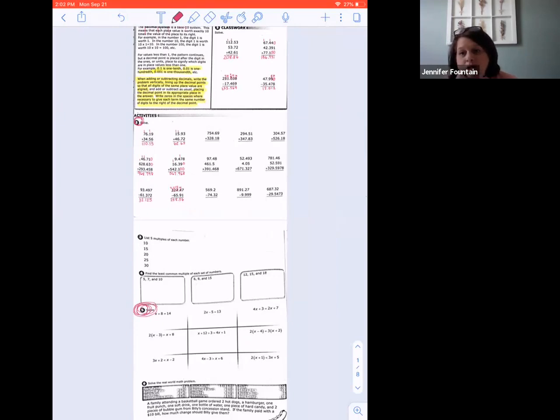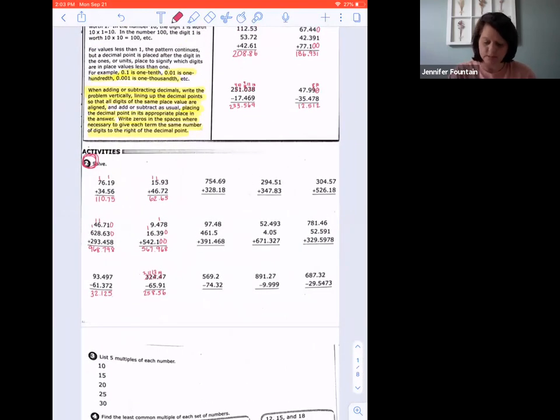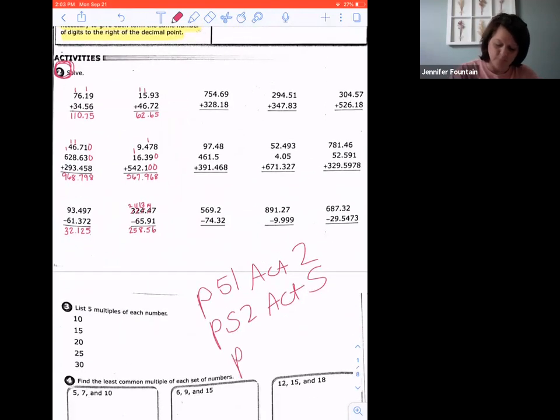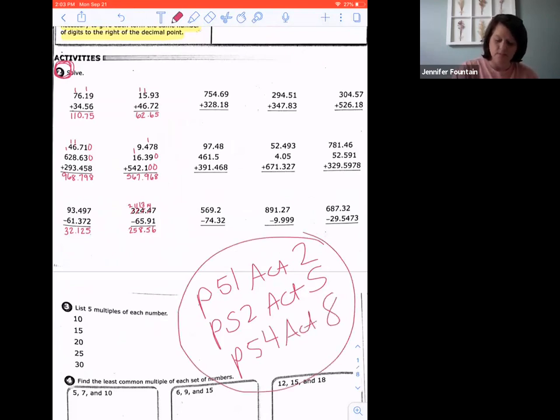Like I said, I will be emailing you an assignment that won't be due until next Monday. That'll be kind of our final quiz slash assignment to deal with variables, solving for variables. But our homework, I'll go ahead and write it out so you can make sure you've got it written correctly. Page 51, activities 2, page 52, activities 5, and page 54, activities 8. That's all what is going to be due for Thursday.